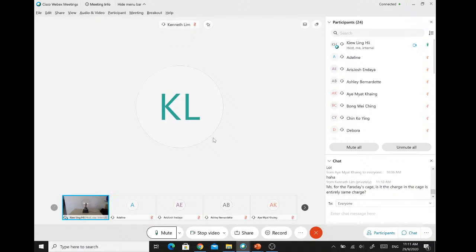Okay, there is a question about Faraday's cage. If it is a Faraday's cage, then inside the cage there is no charge at all, but it's only on the surface. The charge on the surface will be the same because it's the whole individual that is being charged. So on the surface, let's say it is charged up to 3 coulombs, then on any part of the surface it will be 3 coulombs.